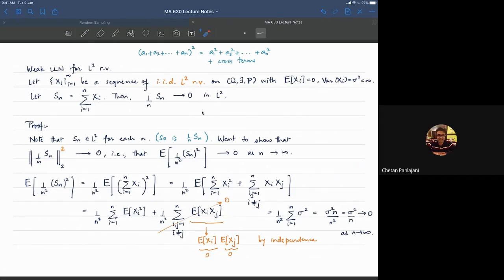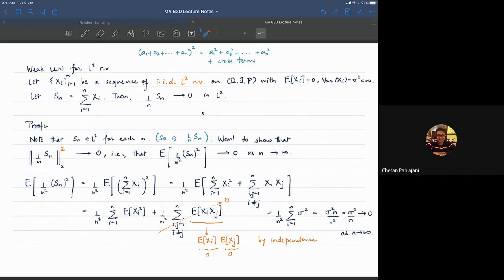But it turns out, if I just assume that instead of L2, everything is in L4, then there is a very easy proof of the strong law of large numbers. So I think that is a worthwhile exercise. So what I want to do is prove a strong law of large numbers. All you need is that the random variables are L1.